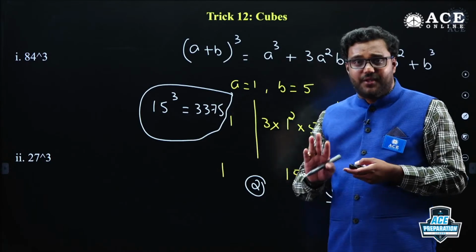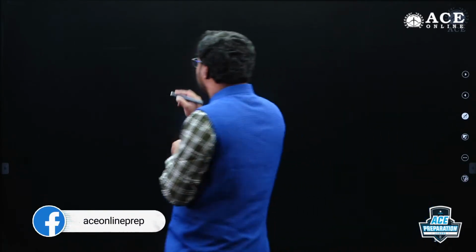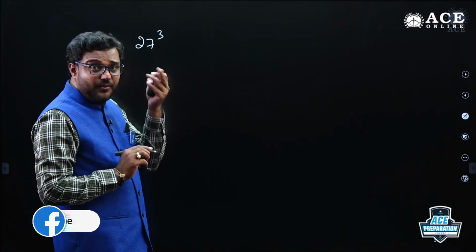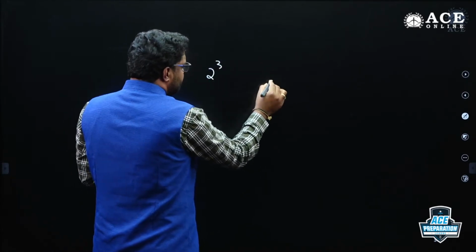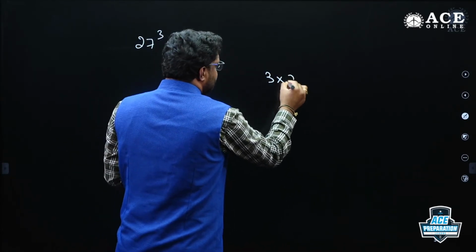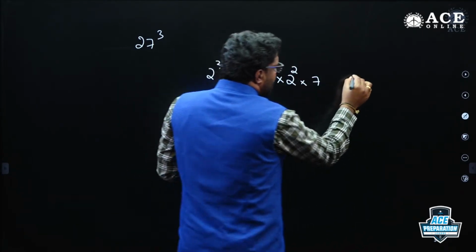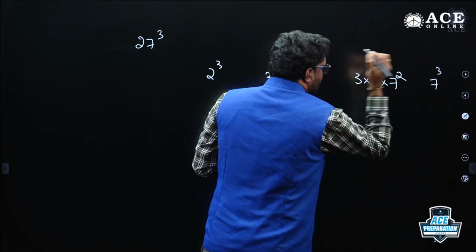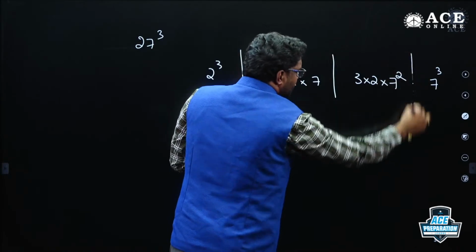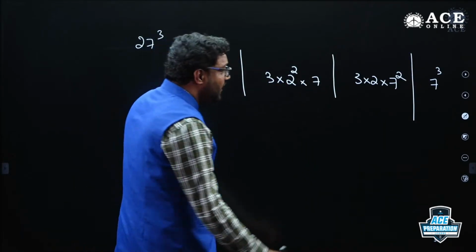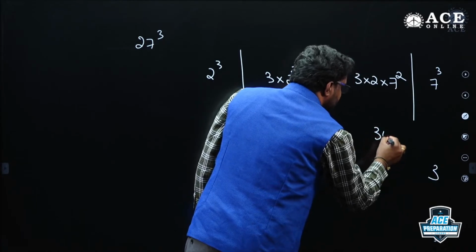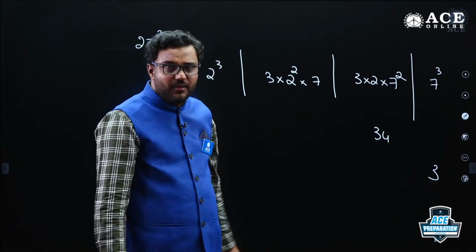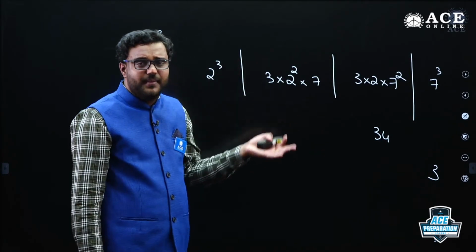Suppose we try 27 cube. We'll take some space here. 27 cube means a plus b whole cube, keep that in mind. So a cube, 3a square b, 3ab square, and b cube like this. So you got 343, put 3 and 34 is carry forward. Here 49 into 6, big numbers here. That's how things will be. When you are doing cubes, it's big number handling.